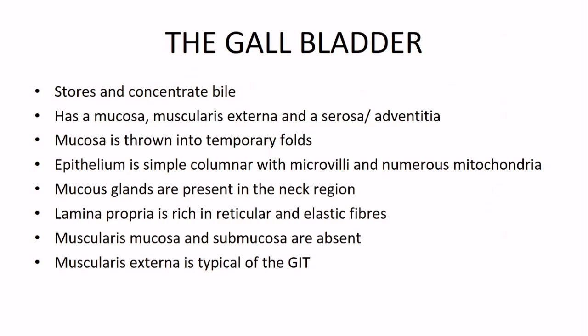Now let's go to the histology of the gallbladder. The gallbladder's main function is to store and concentrate bile. The gallbladder does not form bile, it just stores and concentrates it. So its histological structure: the gallbladder has a mucosa, muscularis externa, and the serosa or adventitia. Take note that it does not have the muscularis mucosa and a submucosa. The muscularis externa is typical of the GIT, but it cannot be distinguished into either the longitudinal or the circular layer.